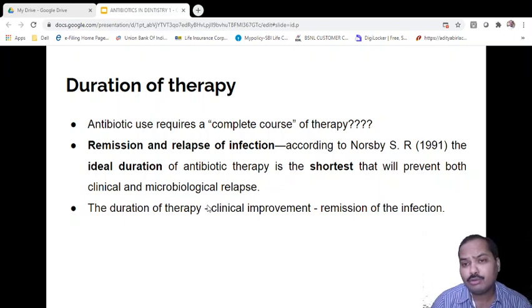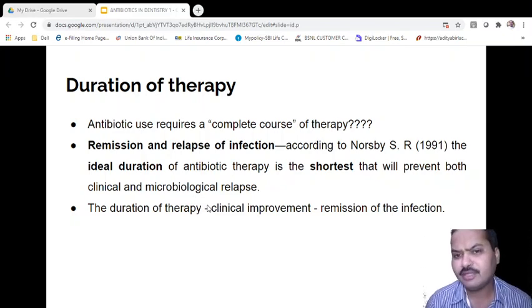Rebound infection is also many times possible where the antibiotic therapy is unnecessarily prolonged. But in oral infections, rebound infection is not a possibility, because in orofacial infections, if we remove the source of that infection or the nidus of infection, then rebound infection is not going to happen.